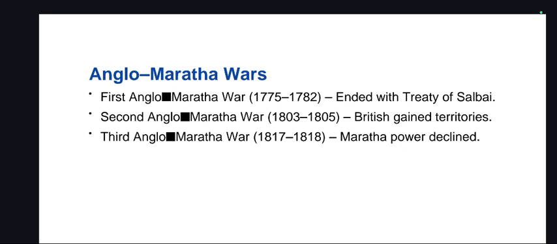The first Anglo-Maratha War ended with the Treaty of Salbai, and the second Anglo-Maratha War started in 1803 to 1805, and here the British gained many territories. And the third Anglo-Maratha War, from 1817 to 1818, Maratha power entirely declined, because earlier there were strong rulers like Shivaji. After the death of Shivaji, we can see Madhav Rao Peshwe. He was also called the second Shivaji.